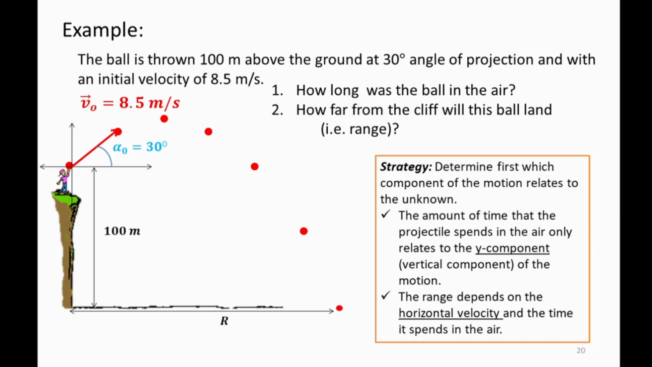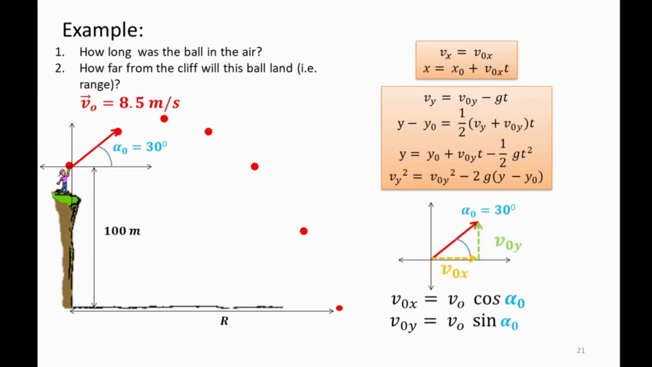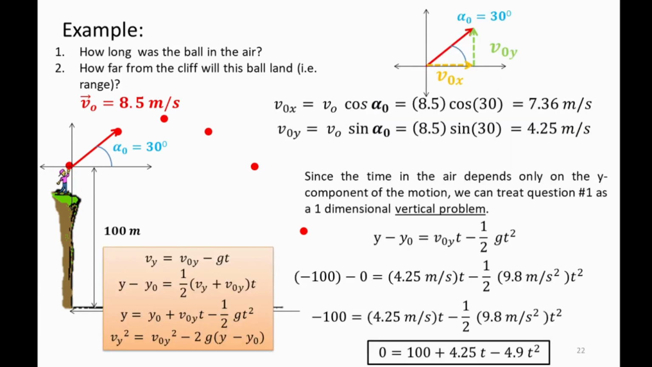The amount of time that the projectile spends in the air only relates to the y component, or the vertical component, of the motion, whereas the range, on the other hand, depends on the horizontal velocity and the time it spends in the air. So first, let's recall the x and y kinematics equations and the equations for calculating the x and y components of the initial velocity. The first step is to calculate the x and y components of the initial velocity as shown here. So these are the equations.